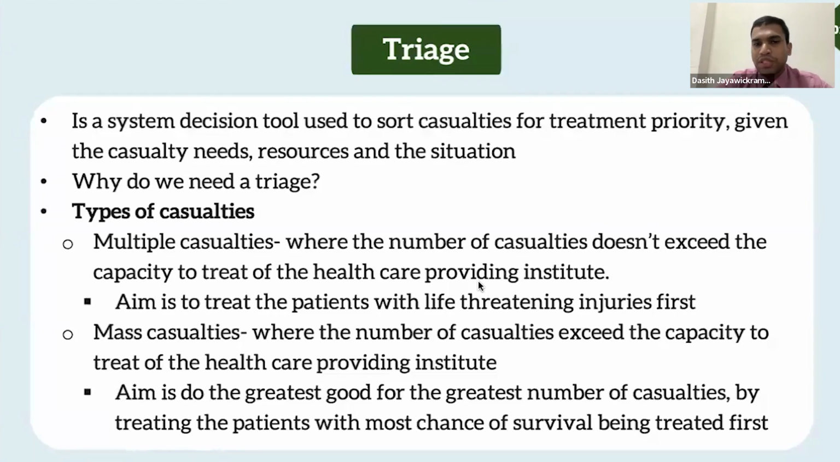But in mass casualties, for example the situation I gave you earlier, 45 injured patients, the hospital is overwhelmed and overburdened. So the hospital can't handle all of them. So the aim is to do the greatest good for the greatest number of casualties. Our aim is to treat the patients who have the most chance of surviving. So that is what triage is.